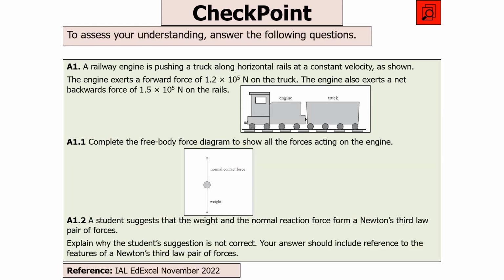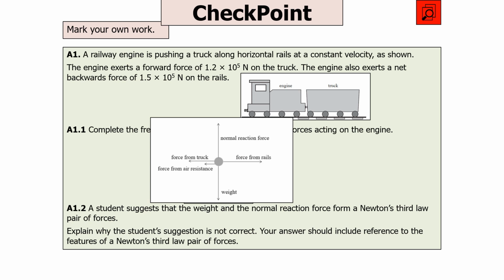The next question. A railway engine is pushing a truck along the horizontal rails at a constant velocity as shown. The engine exerts a forward force of 1.2 times 10 to the 5 newtons on the truck. The engine also exerts a net backwards force of 1.5 times 10 to the 5 newtons on the rails. Firstly, complete the free body force diagram to show all the forces acting on the engine, and then a student suggests that the weight and the normal reaction force form a Newton's third law pair of forces. Explain why the student's suggestion is not correct. Refer to the features of a Newton's third law pair of forces. So pause the video now, then unpause the video when you want to go through your answer.